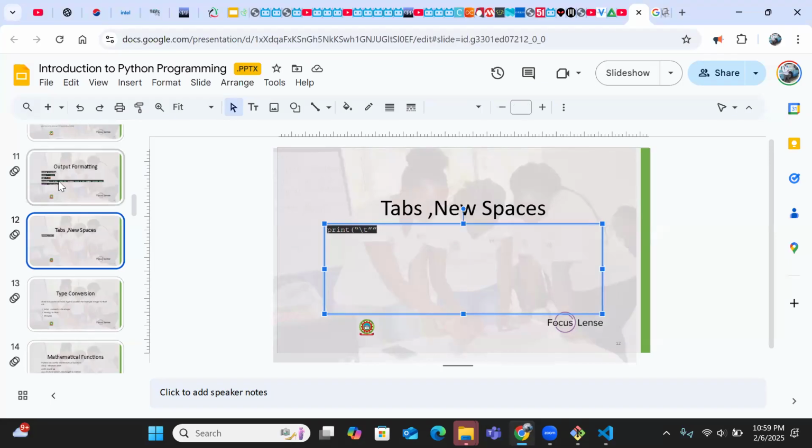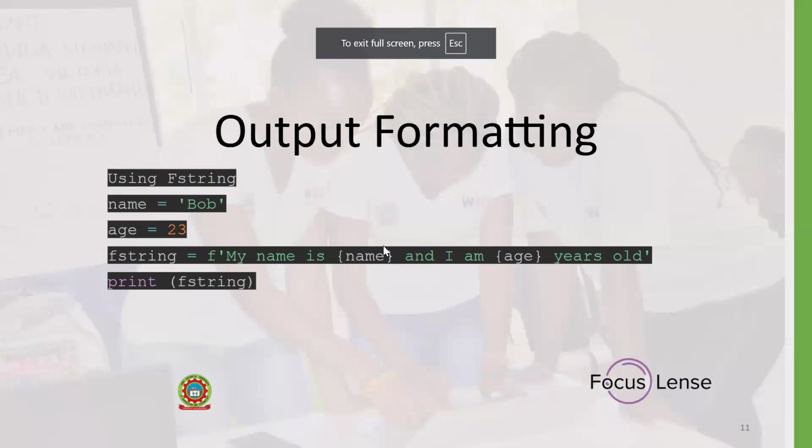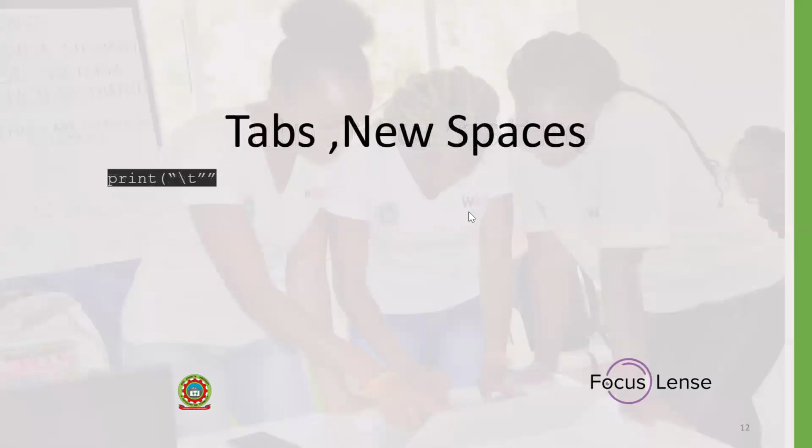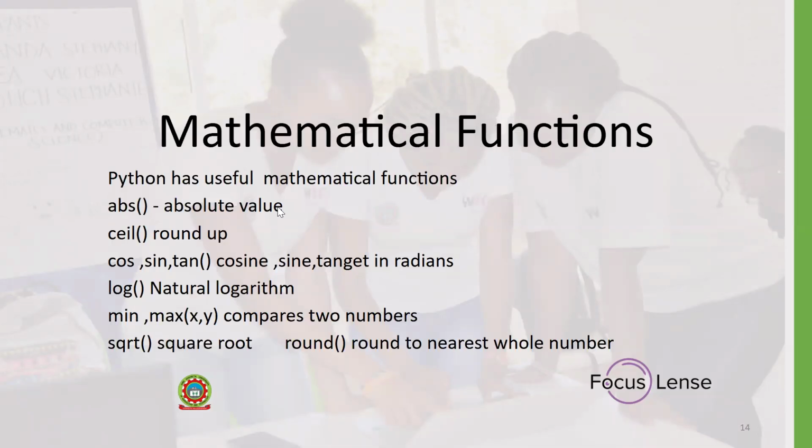So we are formatting the output. We know how to use f-strings, then \t and \n. Type conversion, we will cover this. And then mathematical functions, we looked at some of them. We have looked at sine, cosine, tangent. Log is logarithm, minimum, maximum, square root, round off, absolute value.